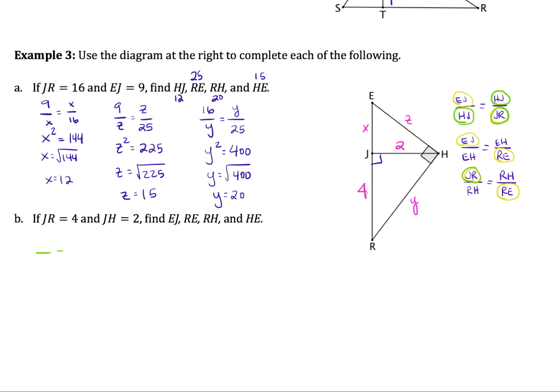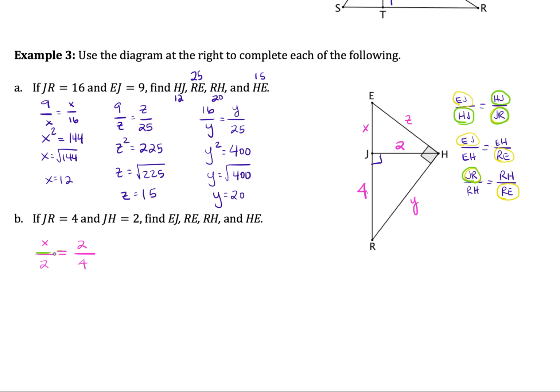Let me go back to the pink color. I think it shows up a little bit better. So EJ is going to be X. So we're going to have X over HJ, which is 2. And that goes in both of these spots. And this spot right here is for JR, which is 4.